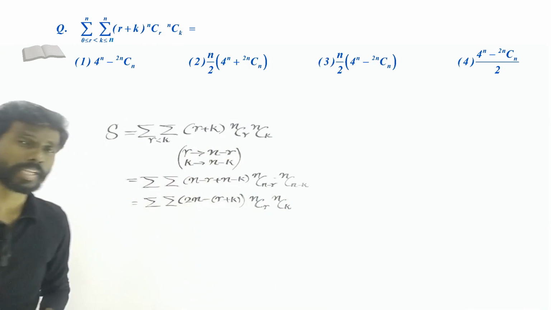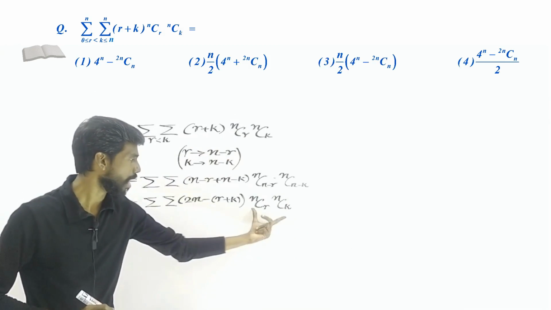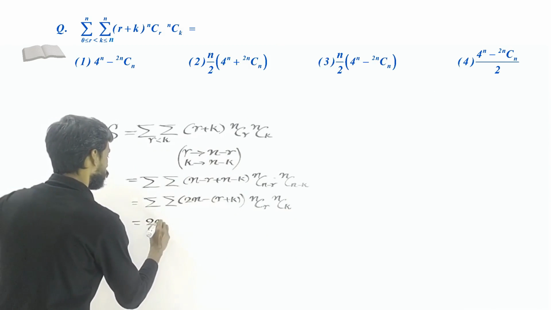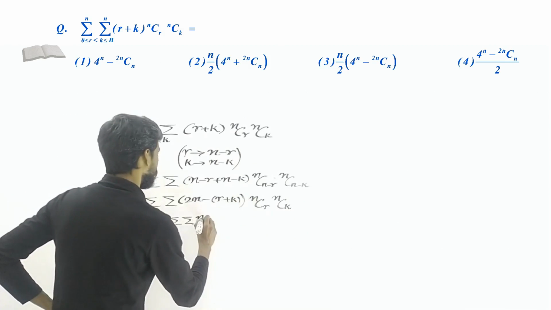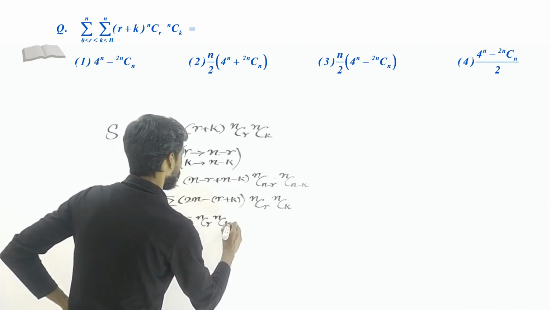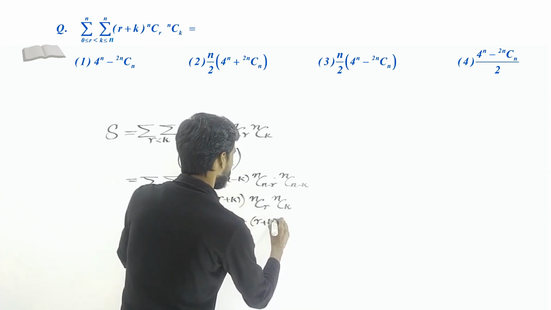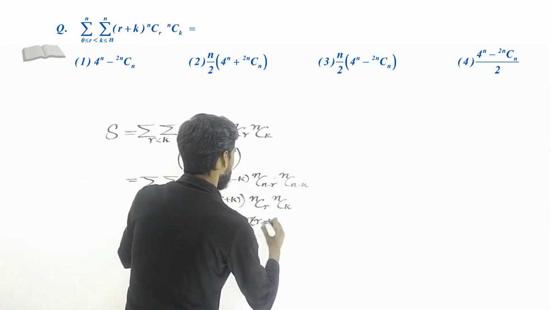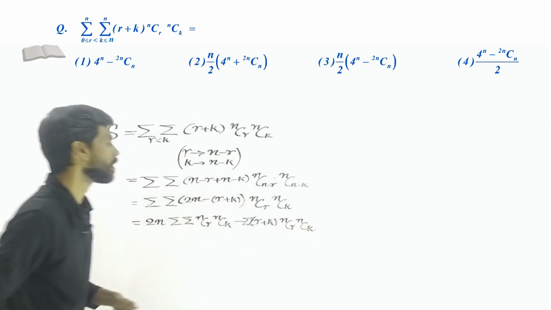Now we can split it into two summations, right? A double summation of 2n and then r plus k. So the first term is 2n times the summation of nCr, nCk, minus the second term, which is the double summation of r plus k, nCr, nCk.